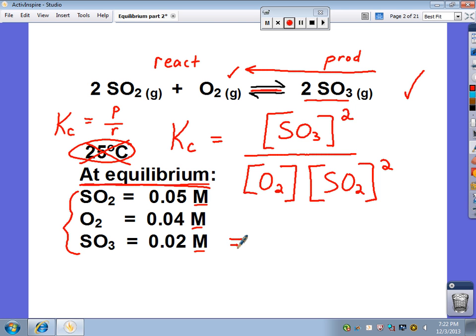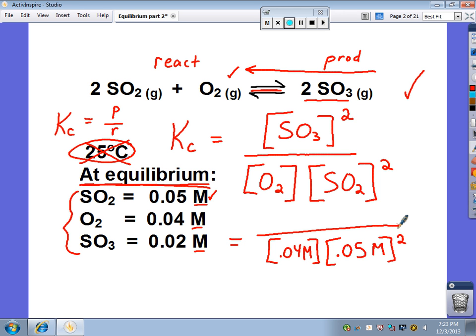And so what do I have? For SO2, I have 0.05 molar. And what am I going to do with that? I'm going to square it. You can do it any way you want to. I'm going to start from the top. I'm done with that one. O2, I have 0.04 molar. And that goes in the bottom of my fraction, my expression. And on the top, I'm going to put 0.02 molar. And I'm going to square that because those are my directions.